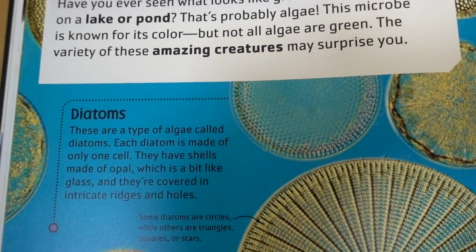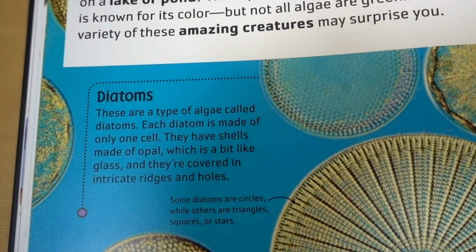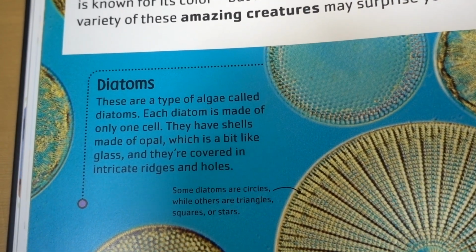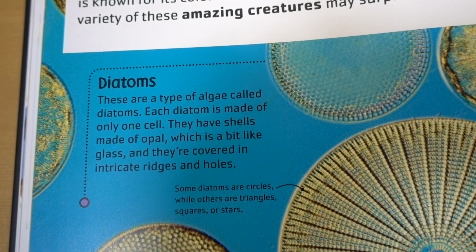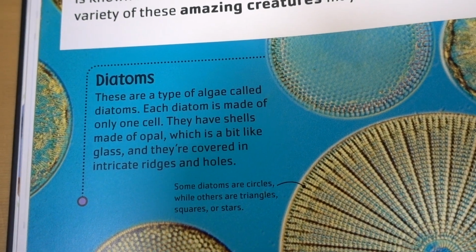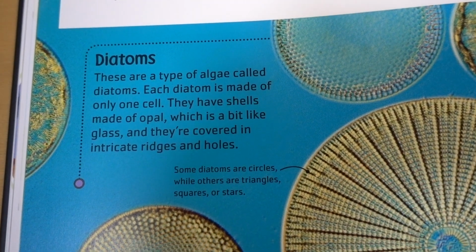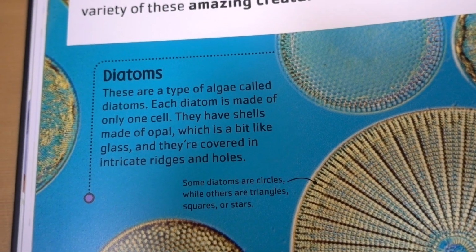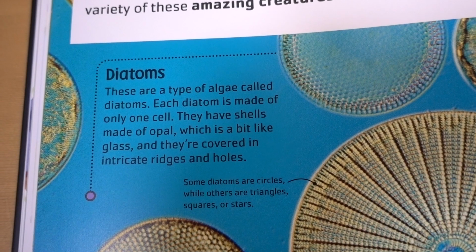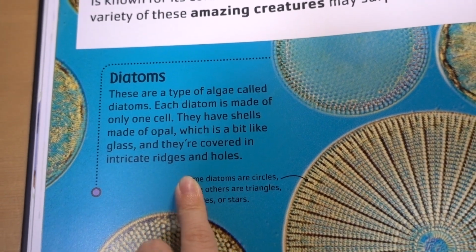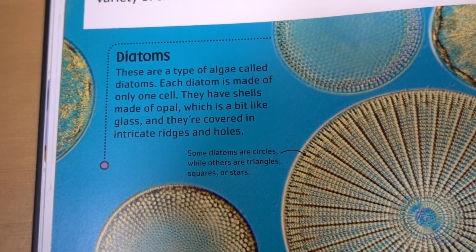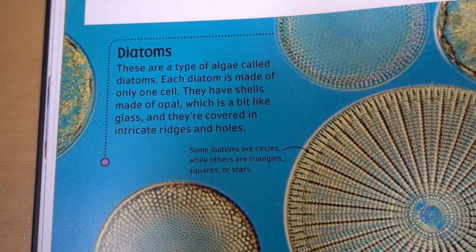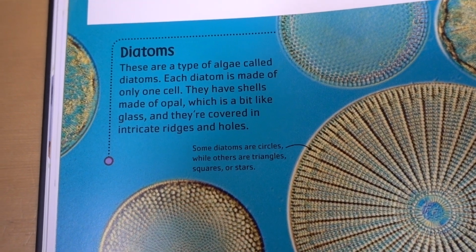Diatoms. These are a type of algae called diatoms. Each diatom is made of only one cell. They have shells made of opal, which is a bit like glass, and they are covered in intricate ridges and holes. Some diatoms are circles, while others are triangles, squares, or stars.